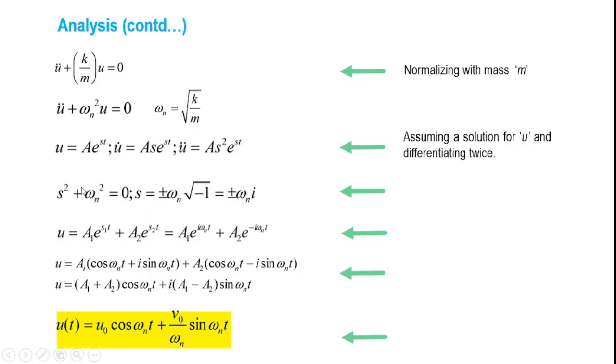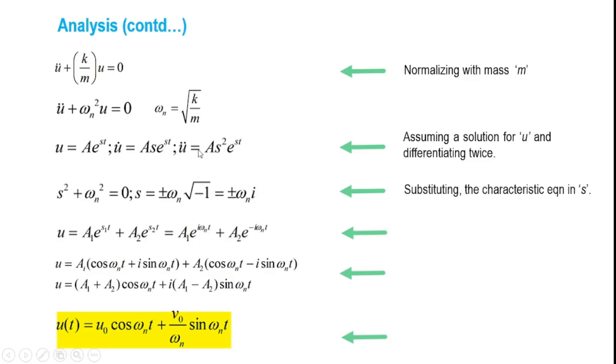So now let us assume that the general solution u takes the form u equal to A into e raised to st. If we assume u equal to A e raised to st, obviously the first and the second derivatives will provide us the velocity and the acceleration at a time t, which means the velocity is given by u dot equal to A s e raised to st, and u double dot, that's the acceleration, is given by u double dot equal to A s square e raised to st.